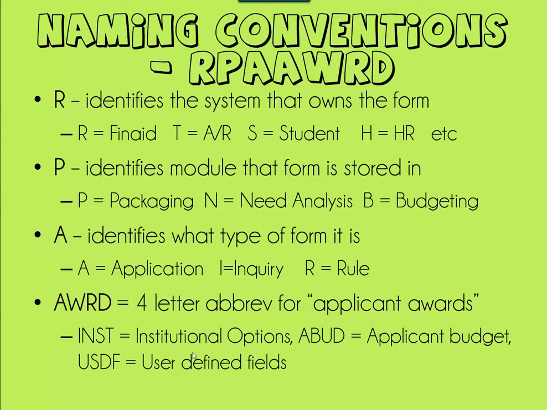Another example might be ROAINST, which would be Institutional Options. RABUDGT, which stands for Applicant Budget. ROAUSDF, which stands for User Defined Fields.